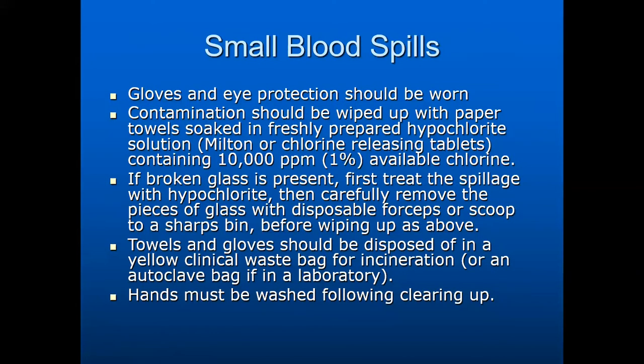Spill can be divided into small blood spill and large blood spill. For cleaning up small blood spill, gloves and eye protection should be worn. Contamination should be wiped up with paper towel soaked in freshly prepared hypochlorite solution with 1% available chlorine. However, if broken glass is present, first treat the spillage with hypochlorite, then carefully remove the pieces of glass with disposable forceps or scoop to a sharp bin. Then the used towels and gloves should be disposed of in a yellow clinical waste bag for incineration.